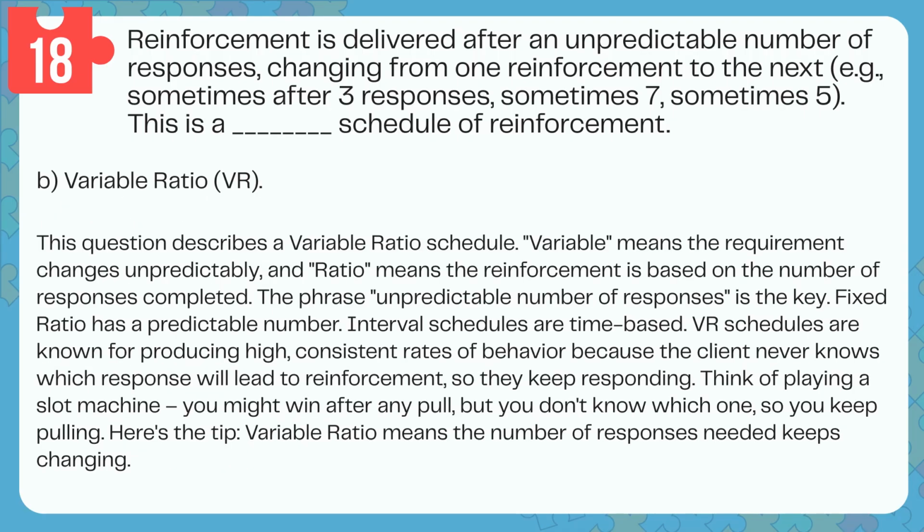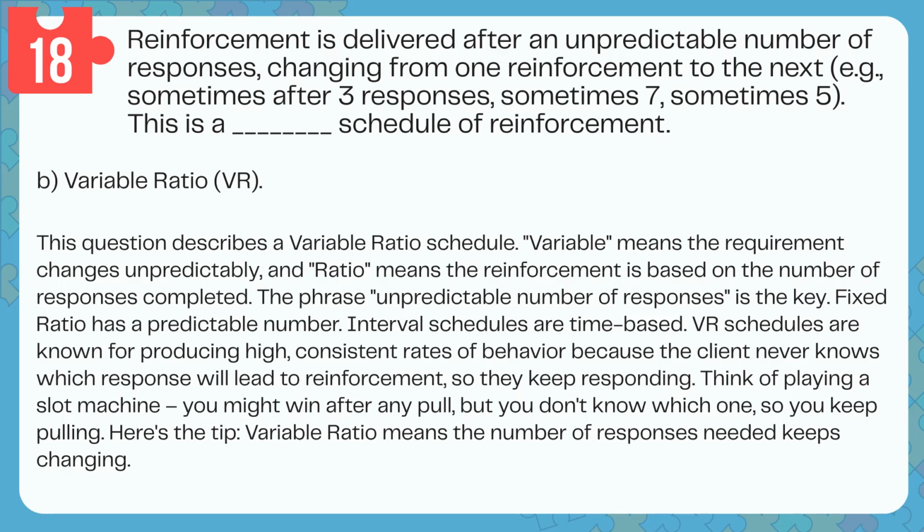Answer: B. Variable ratio, VR. This question describes a variable ratio schedule. Variable means the requirement changes unpredictably, and ratio means the reinforcement is based on the number of responses. The phrase "unpredictable number of responses" is the key. Fixed ratio has a predictable number. Interval schedules are time-based. VR schedules are known for producing high, consistent rates of behavior because the client never knows which response will lead to reinforcement, so they keep responding.